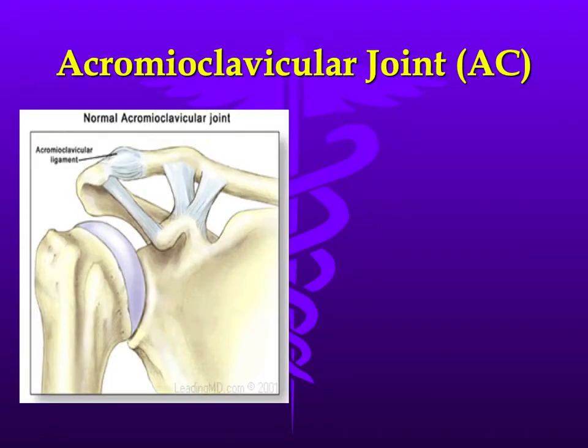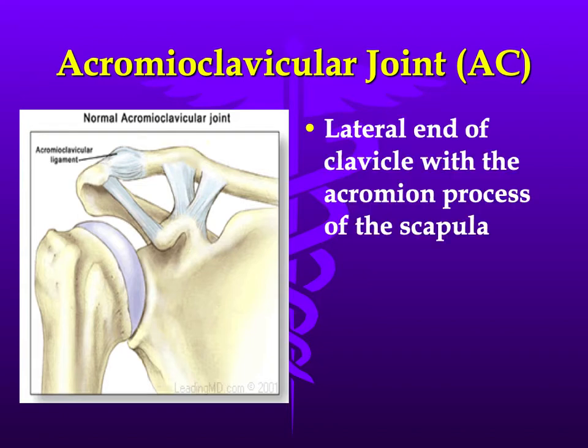Okay, then our next joint is the acromioclavicular joint, the AC joint, and this is where the lateral end of the clavicle articulates with the acromion process of the scapula, as you can see in the picture. There's no range of motion here. It has some ligaments, as you can see in the picture. It's not necessary for us in this class to know the names of those ligaments.